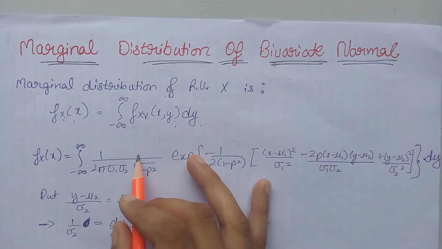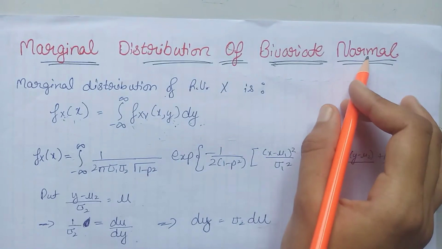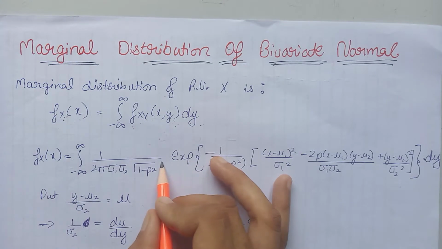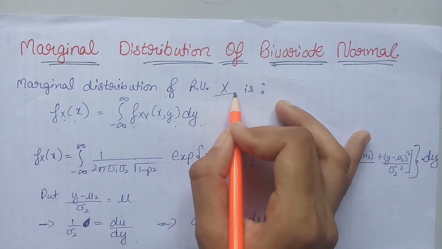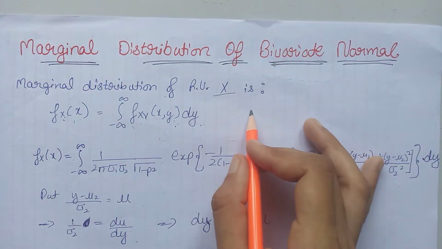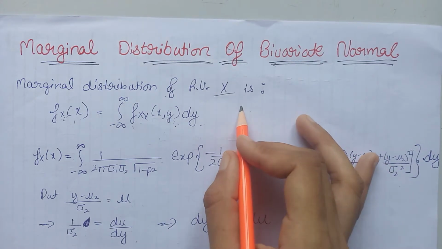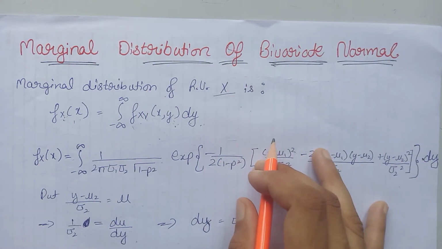So now in this video we will calculate the marginal distribution of the bivariate normal distribution. That is, firstly we will calculate the marginal distribution of random variable x. Then after that we will calculate the marginal distribution of the random variable y by using the joint probability density functions of x and y.